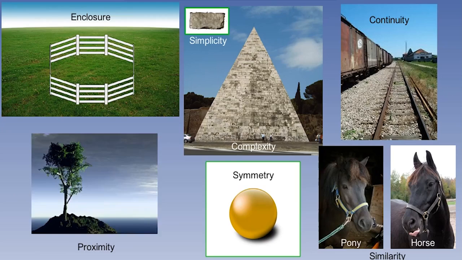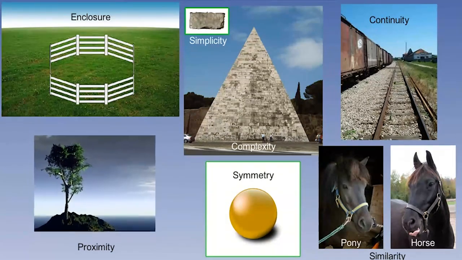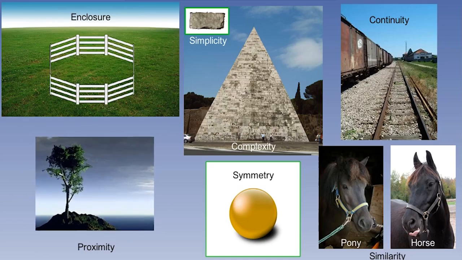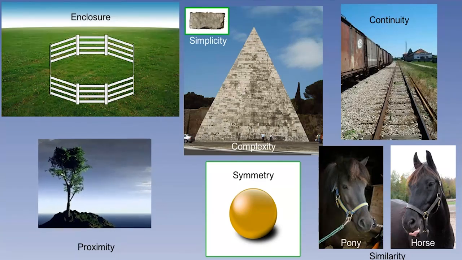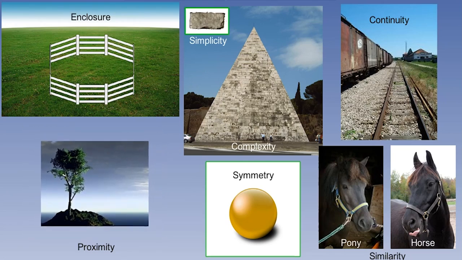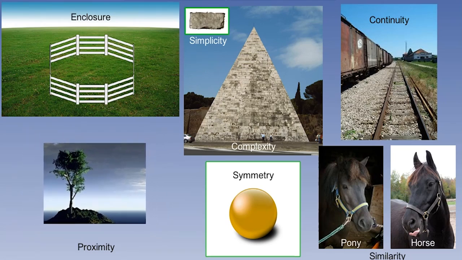To reach this coherent whole, the brain has developed a set of rules about the combination of all the cues available. These rules are the laws of perceptual organization of the Gestalt theory, and deal with such factors as enclosure, complexity and simplicity, continuity, proximity, symmetry, and similarity.